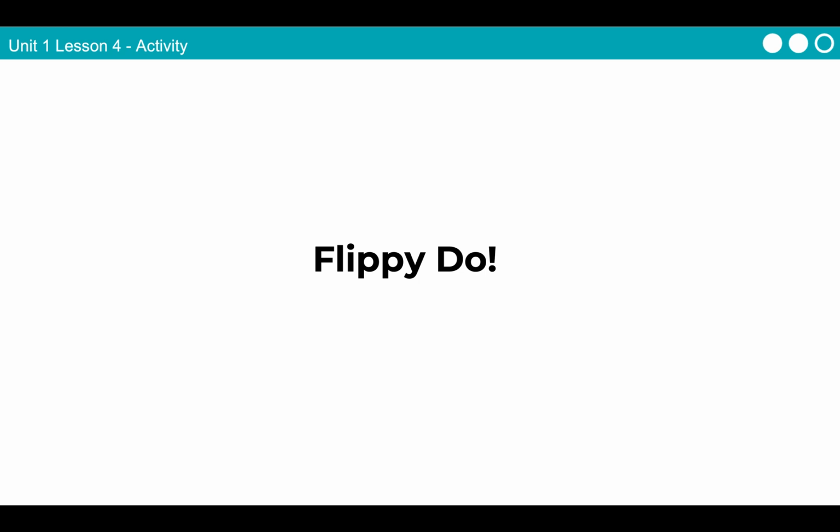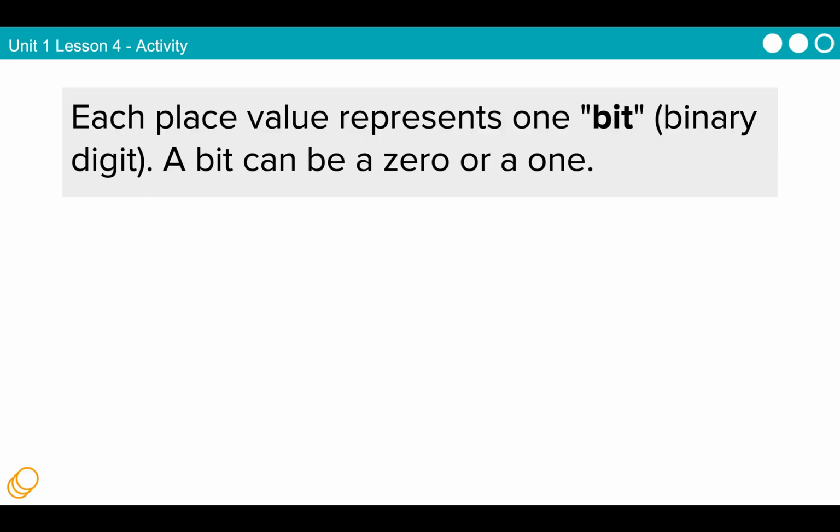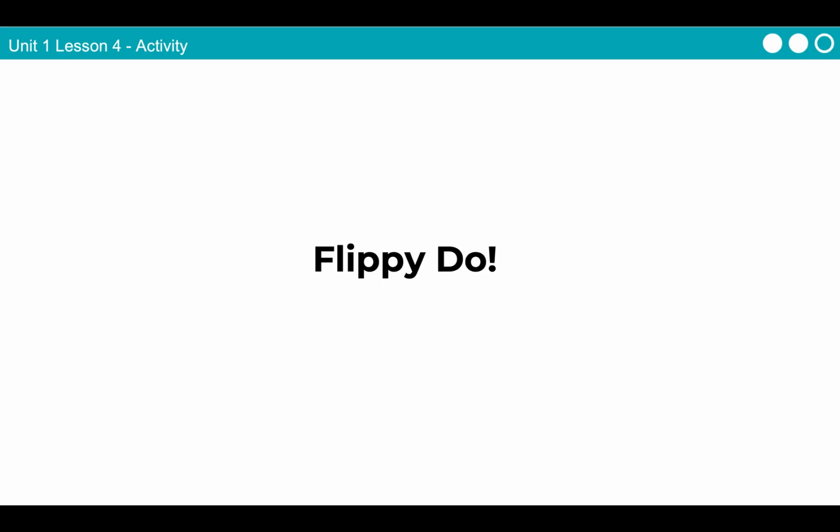So, lesson 4 activity. Let's go take a look at Flippy-Do. Well, we'll take a look at Flippy-Do in a second. So we'll be using the Flippy-Do, which is one of the other supporting PowerPoint presentations that you downloaded.